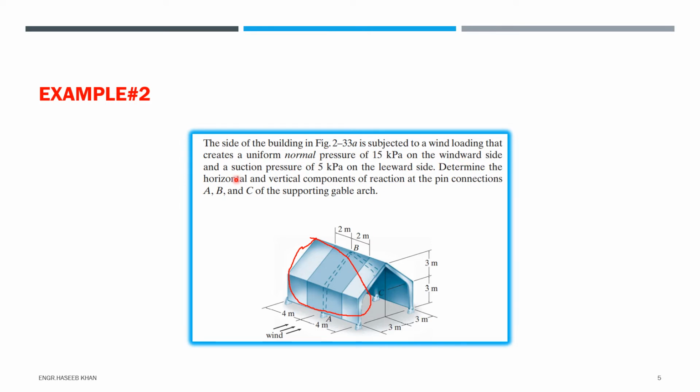Determine the horizontal and vertical components of the reaction at the pin connections A, B and C. We have a pin connection at A, B and the point C here. So we have to find the reactions at all 3 points of the supporting gable arch. So here we can see that our structure is a 3D structure, and in our analysis we only analyze 2D frames or 2D structures. So let's change it into a 2D structure and find out its reactions.